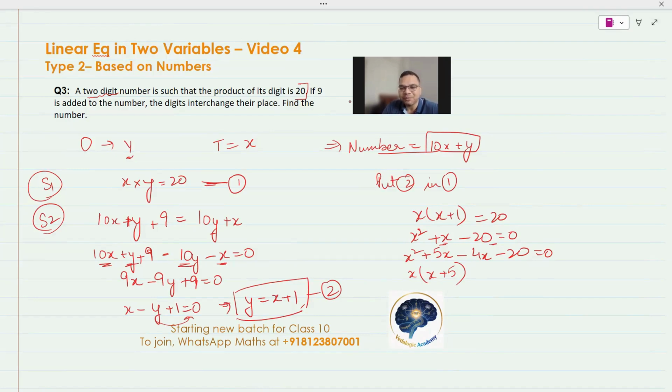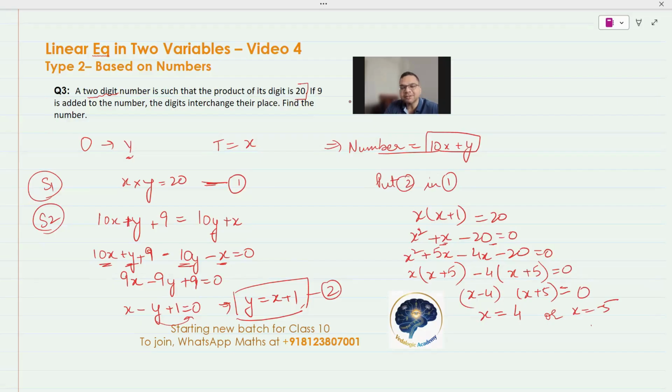Okay. So I've taken x common from here, and I've taken minus 4 common from here. It will again become x plus 5 only. So x minus 4 and x plus 5. X plus 5 is taken common, right? So the remaining thing is x minus 4 equals to 0. So x is either 4 or x is minus 5.